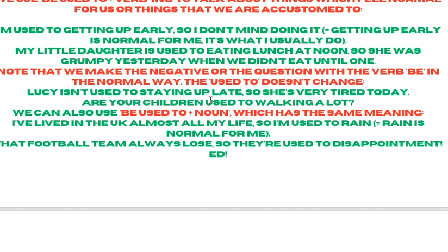Lucy is not used to staying up late, so she is very tired today. So this girl is not used to staying up late, which means she doesn't have the habit of staying awake late at night. So she is very tired today, because she is not used to going to bed late. When we don't get enough sleep, it is obvious for everyone to get tired soon.